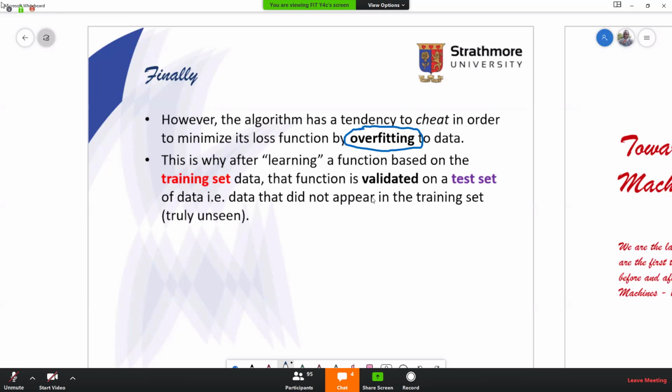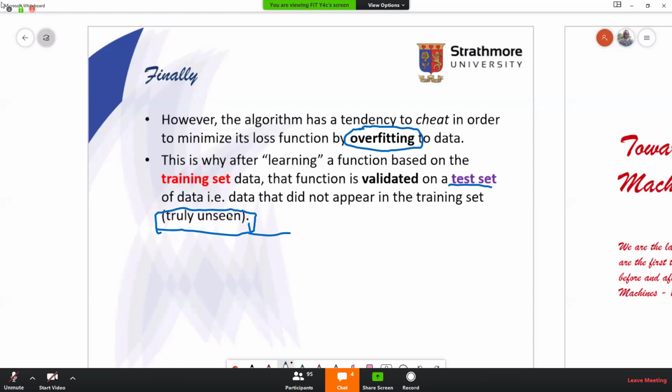So what is to overfit? To overfit is to be too specific to the training data, such that when you are given another data that you have never seen, which I call truly unseen, then the algorithm will not perform well. So there's a machine learning joke that you train on a data set, then you test on the same data set, then you see that your model is 99.9% accurate. Then you say, this is a model like no other. But when you give that model another data that is truly unseen, that it has not seen before, it will not be able to perform well.